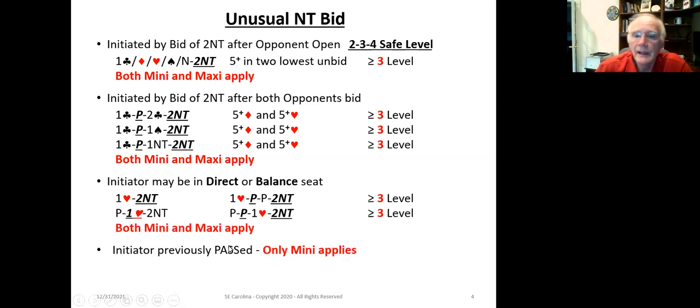Now, if the initiator of the two no-trump is a previously passed hand, it cannot be a maxi hand because it already denied having the capability to open.